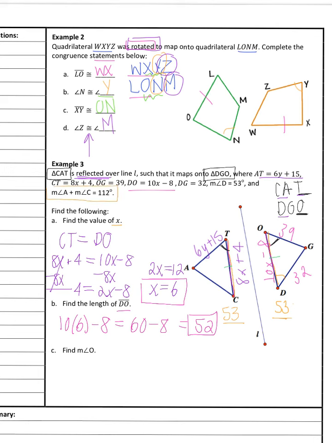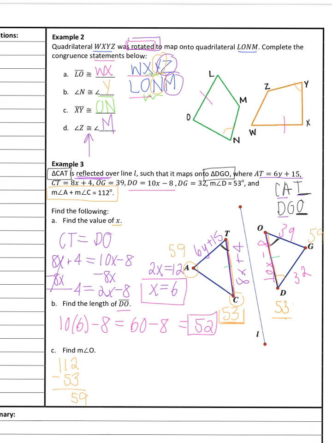It says A plus C is 112. So if I know C is 53, and I know A plus C has to give me 112, I'm going to first take a second and take 112 minus 53. When you do that, you'll end up with 59. So I now know angle A is 59, which would also force angle G to be 59.